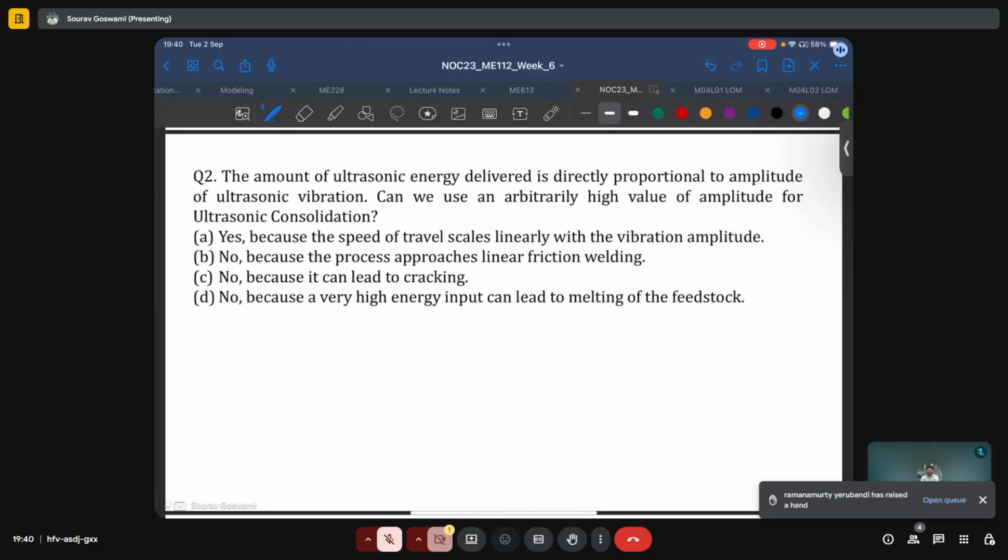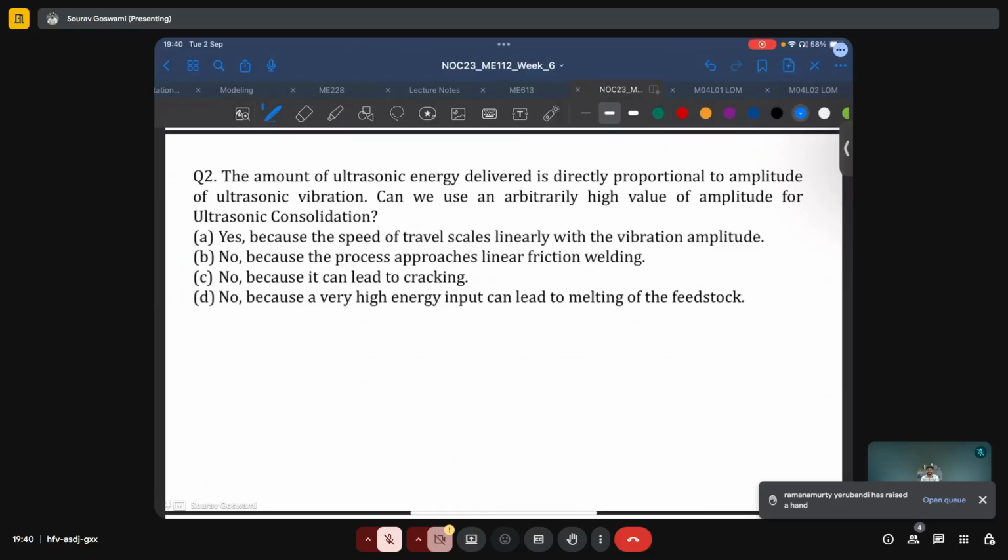No, because the process approaches linear friction welding. No, because it can lead to cracking. And no, because a very high energy input can lead to melting of the feedstock. Let us examine all of these options one by one.